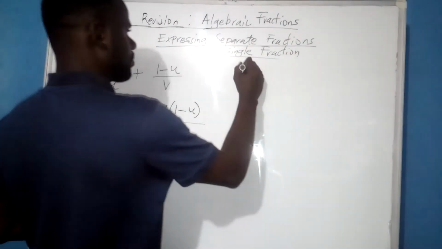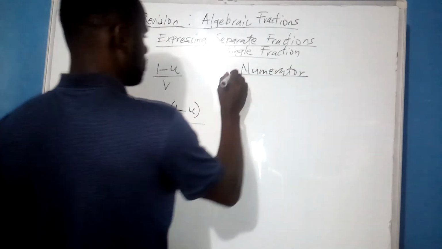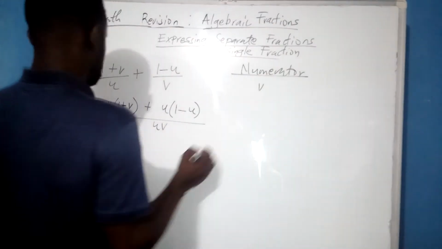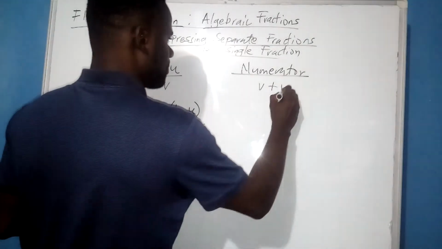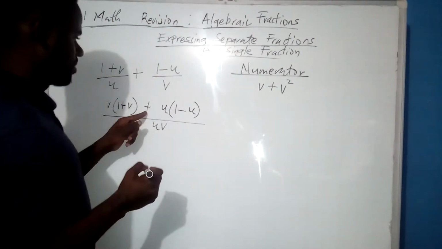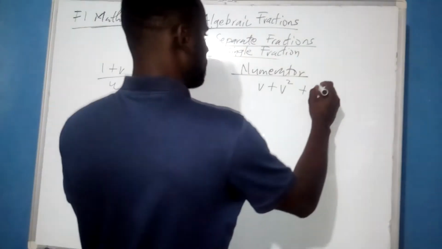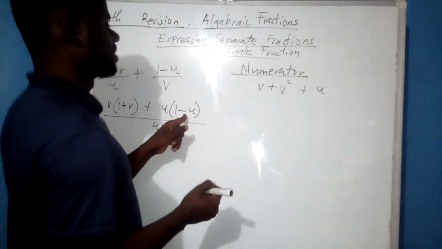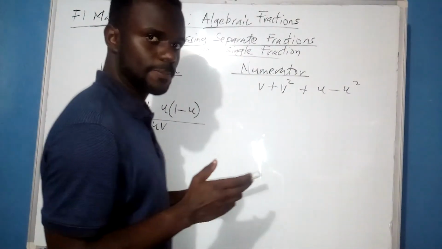The numerator will be v times 1 will be v, added to v times v will be v squared. Then we are supposed to add u times 1 will be u, added to u times negative u, and that will be negative u squared. All of this is the numerator.